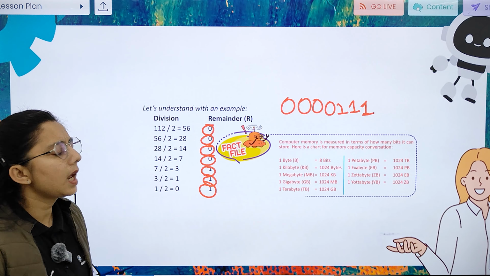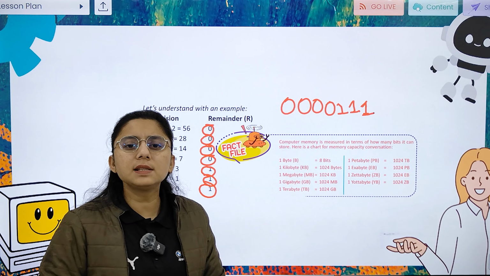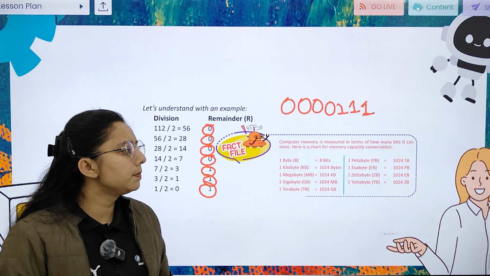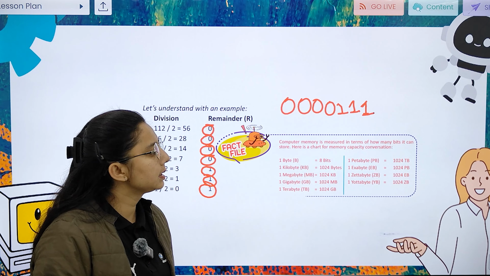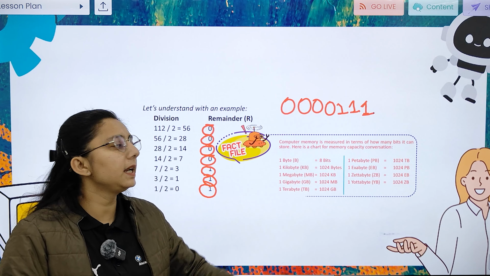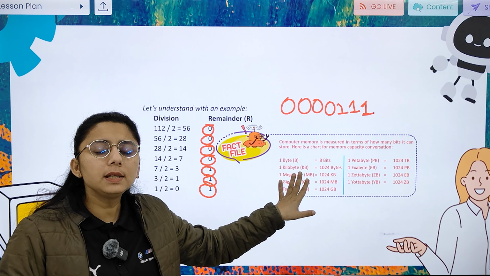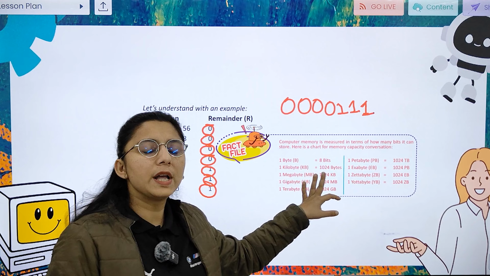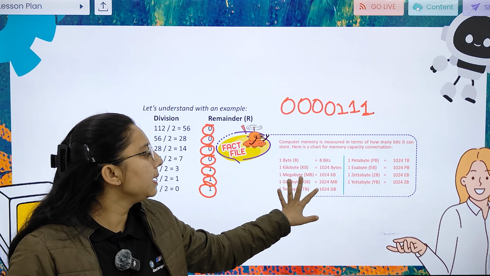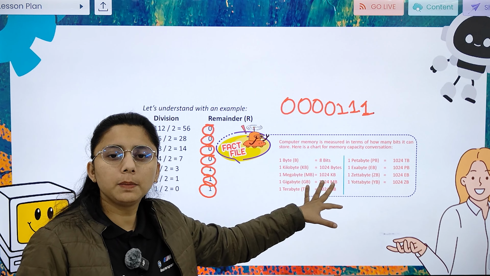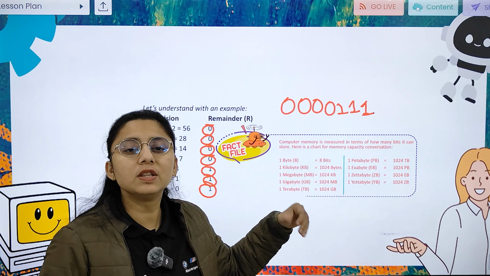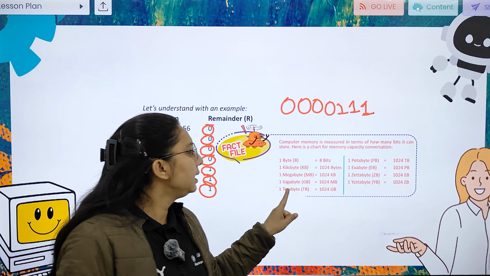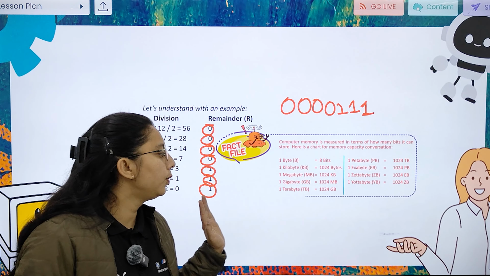Now here some fact files are given. Computer memory is measured in terms of how many bits it can store. Like in 1 byte we have 8 bits. 1 KB, kilobyte, is equal to 1024 bytes. Then 1 megabyte is equal to 1024 KB. 1 gigabyte is 1024 MB. Then 1 terabyte is 1024 GB.